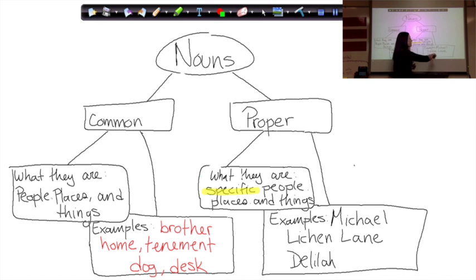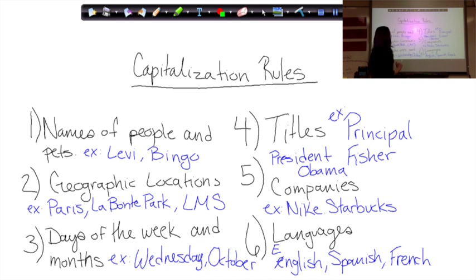And all of these specific capitalization rules can be found here. What's in black is the rule. What's in blue is the examples. Names of people and pets, geographic locations, days of the week and months, which I know you know because we've been doing it in class, titles such as president or principal, companies, and languages. That's all I have for you.